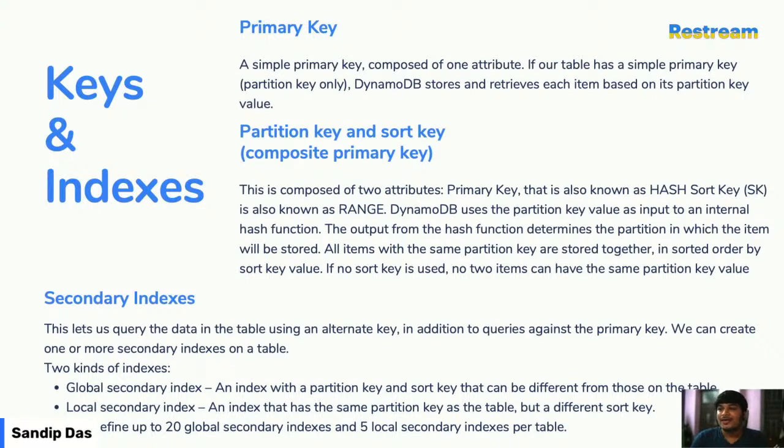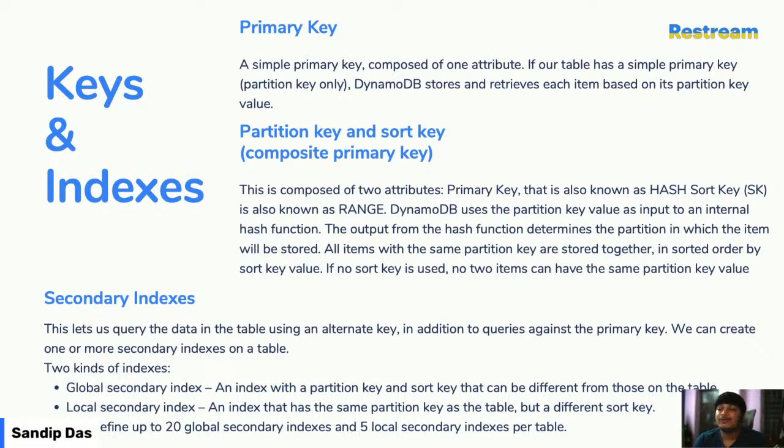Okay. Now, the second one is the partition key plus sort key. We call it a composite primary key, or you can call it a composite partition key as well. Naming can be anything. Just understand the concept really well. This is composed of two attributes: the partition key, also known as the hash key, and the sort key, which is known as the range key.